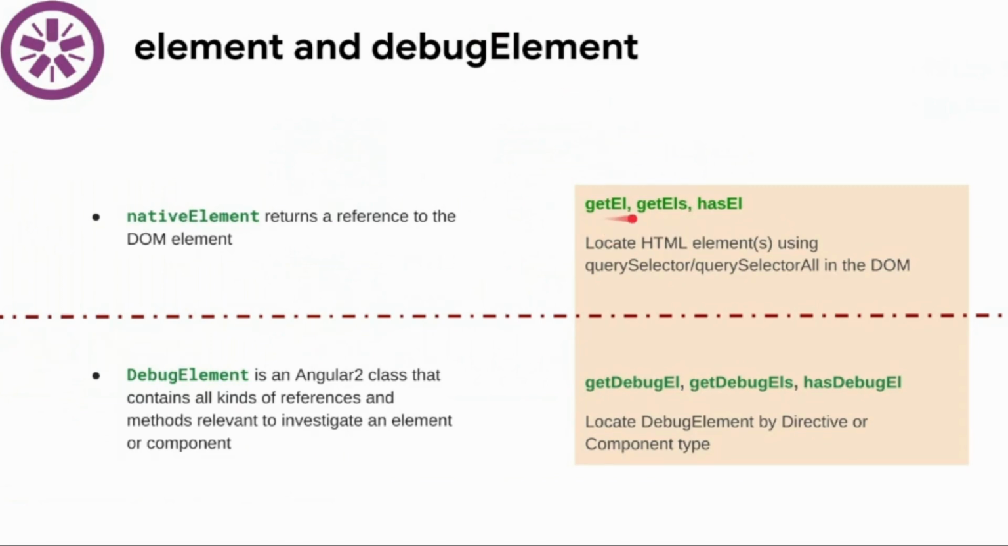So getEl is the same as document.querySelector or getElementById or something like that. getEls is querySelectorAll. Many times if you use getEl, you will get an error, document.querySelector is not defined. That means the DOM might not have been present, so in that particular case, if it is not rendered, you have to check via hasEl instead of getEl.